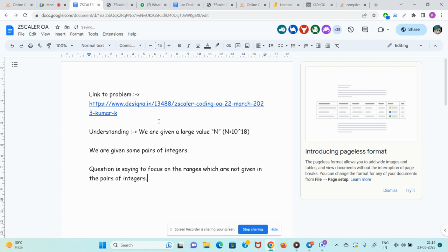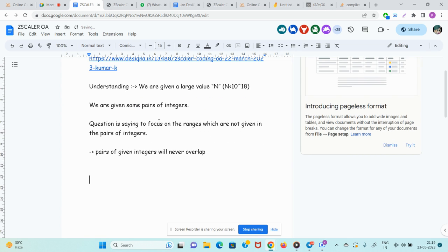Also, guys, there is one more constraint. The pairs of integers given will never overlap. Okay, good, nice. So say our n is like 10. Then how will the number line look like? Like this, right? 1, 2, 3, 4, 5, 6, 7, 8, 9, 10.